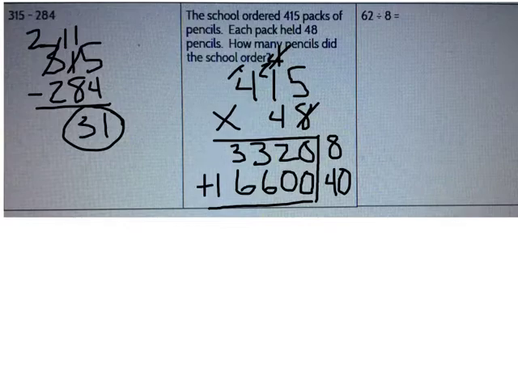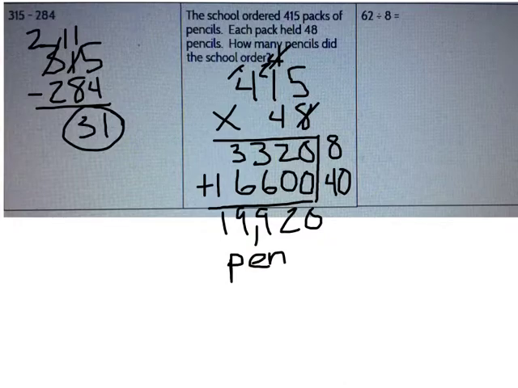Now I can add my partial products. 0, 2, 9, 9, and 1. The school ordered 19,920 pencils. Let's look at the third problem.